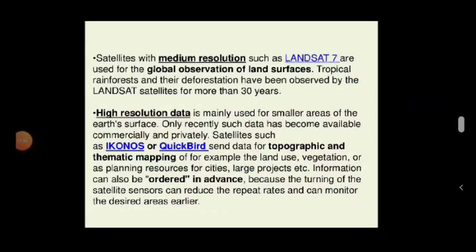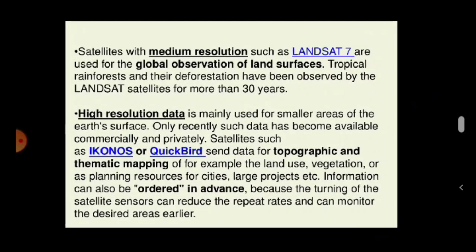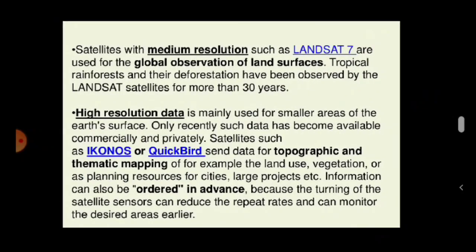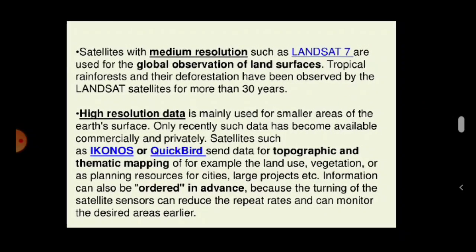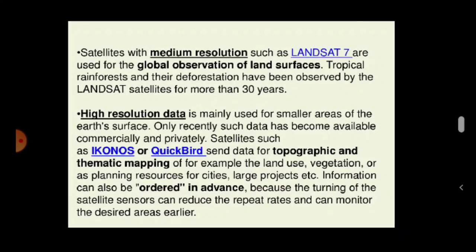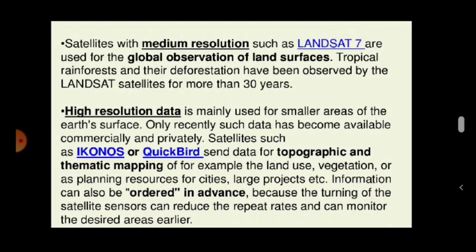Satellites with medium resolution, as an example, Landsat 7. There are different types of satellites. Passive satellites, Landsat is a passive satellite system. There are Landsat, Cartosat, and a bunch of satellite systems, passive and active both. When it comes to active, ERS system comes to my mind. If you want an explanation about these satellite systems, leave a comment.